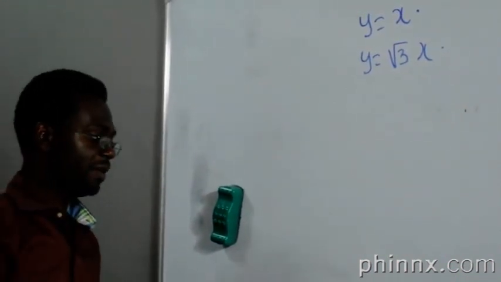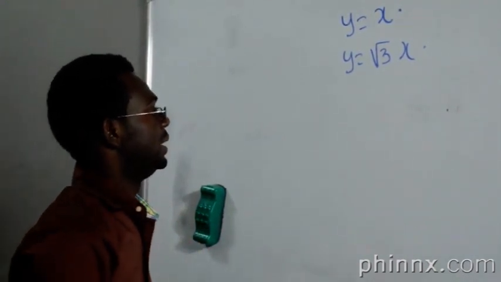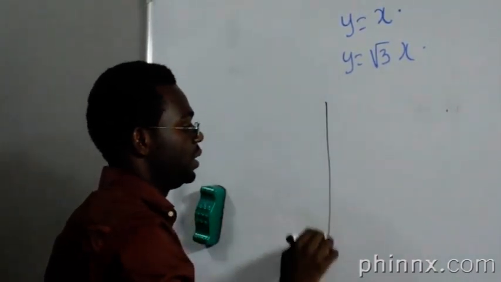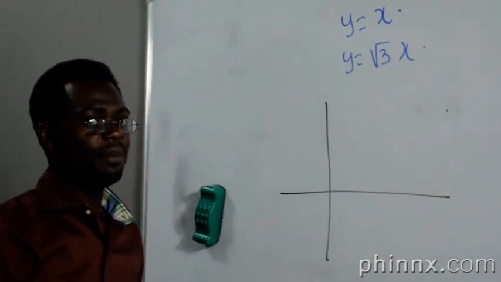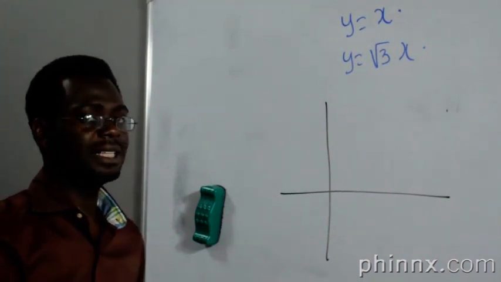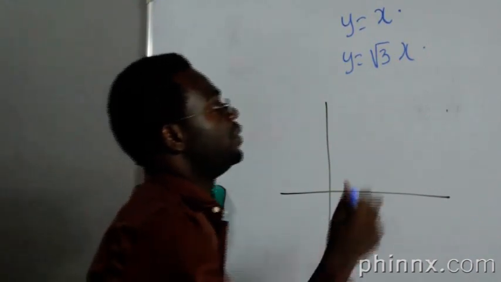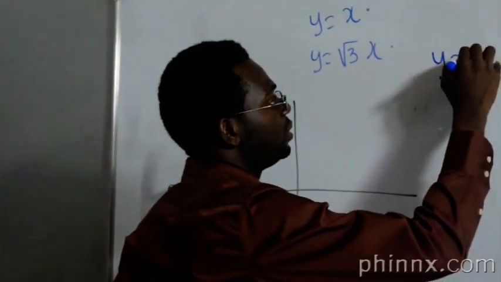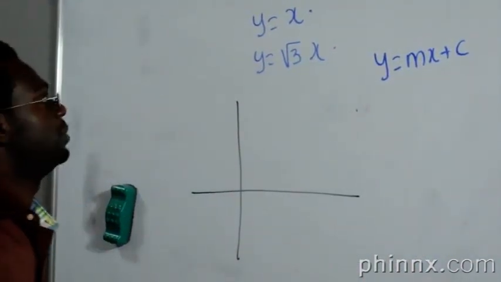Now, the slope of a straight line is simply what? Let me make a sketch here quickly. The slope of a straight line is the tangent of the angle the line makes with the x-axis. The general equation of a line is y equals mx plus c, where m is the slope and c is the intercept.